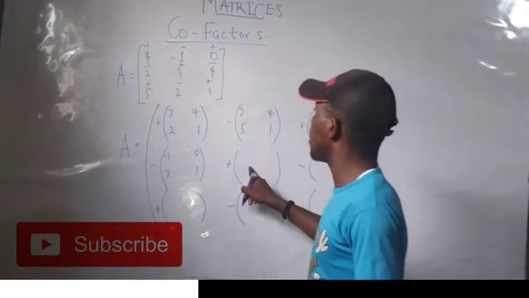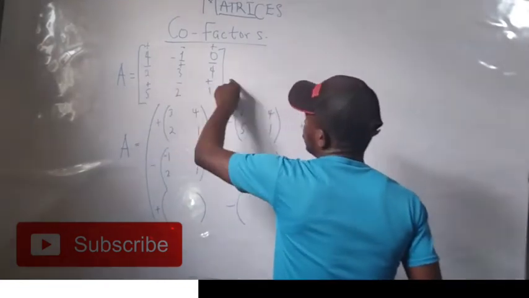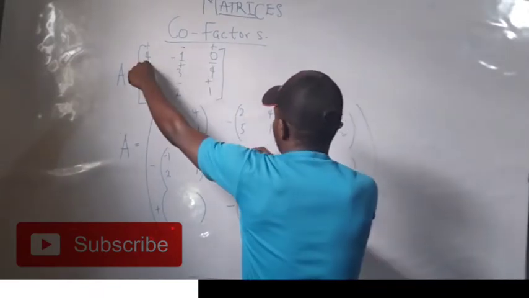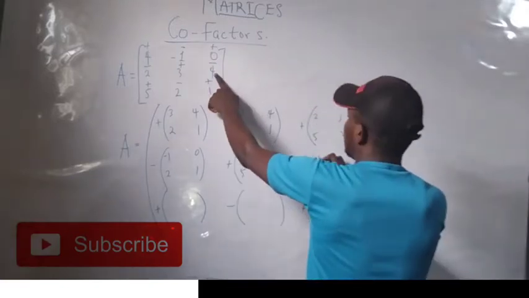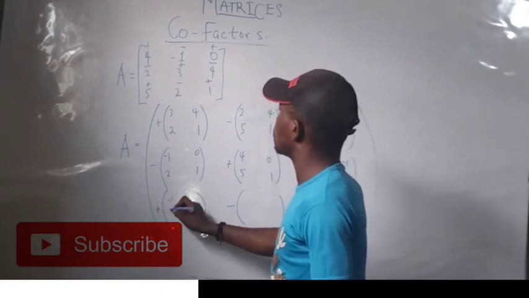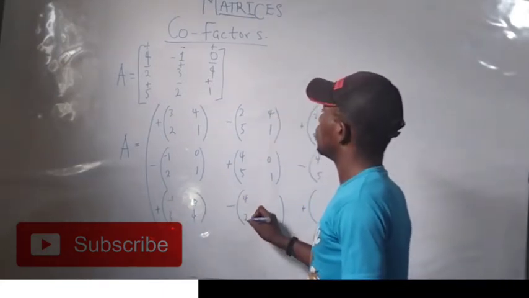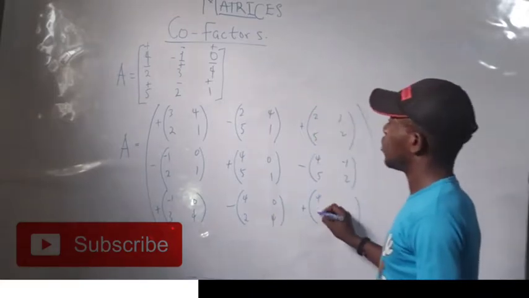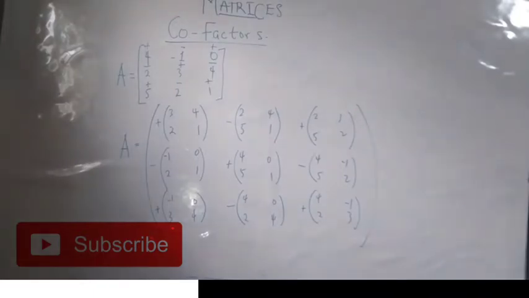Then when you come here, are you with me? When I come here, I'm not picking any of this row, this column, that is minus 1, 0, 2 and 1. When I come here, not here, not here, I choose 4, I choose 5, I choose 0, and I choose 1. When I come here, I choose 4, minus 1, 5, and 2. When I come here, it's actually minus 1, 3, 0, and 4. When I come here, it's actually 4, 2, 0, and 4. And when I come here, it's actually 4, 2, minus 1, and 3. So with this, I can easily get my cofactors.